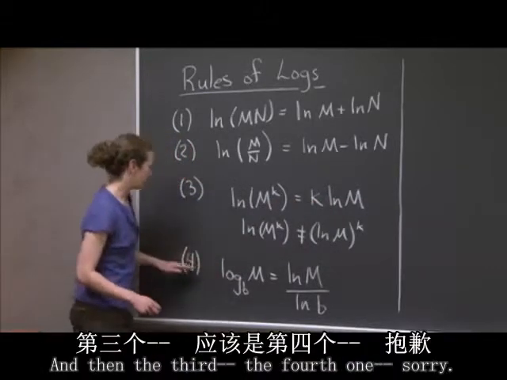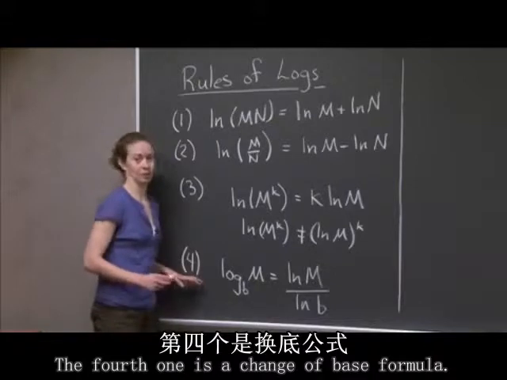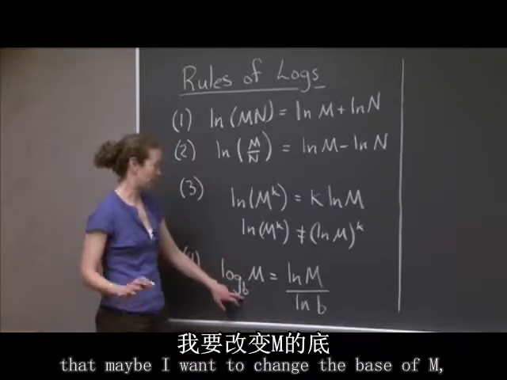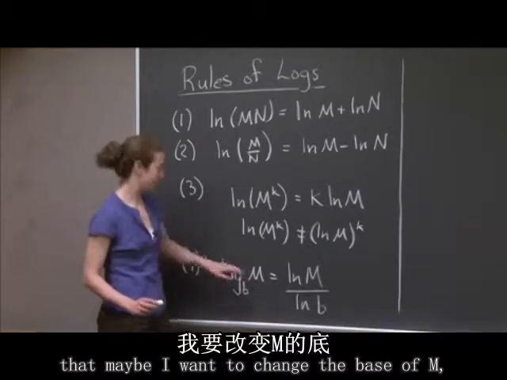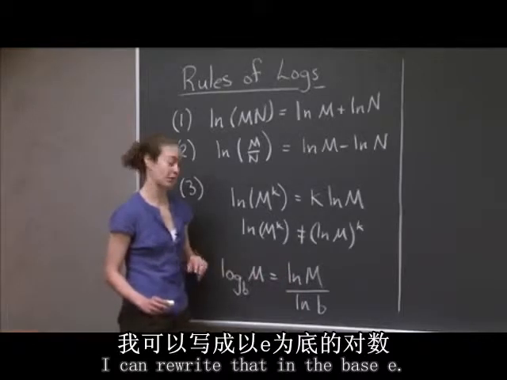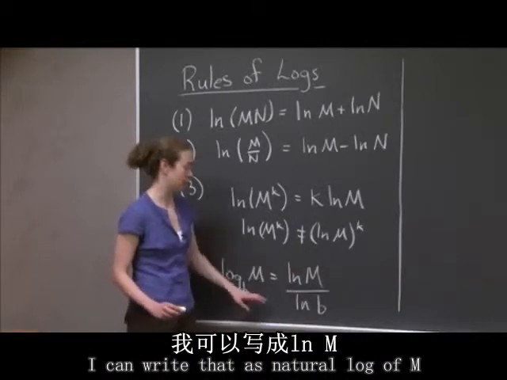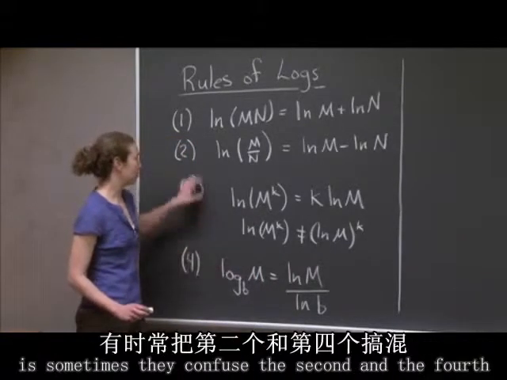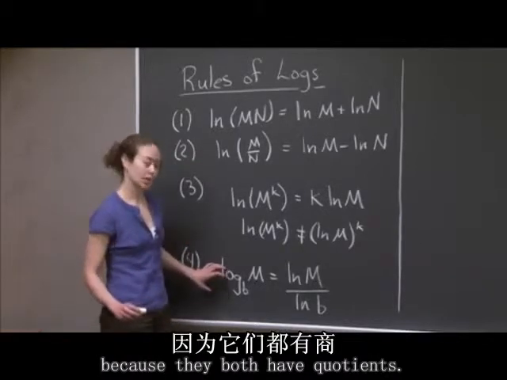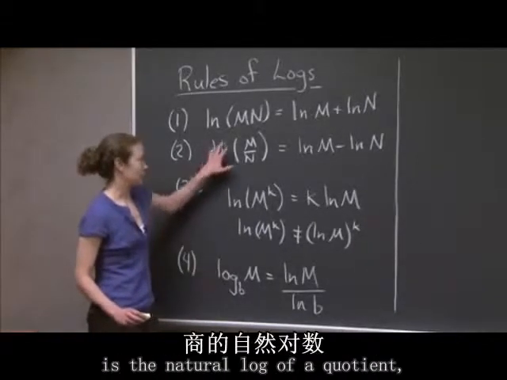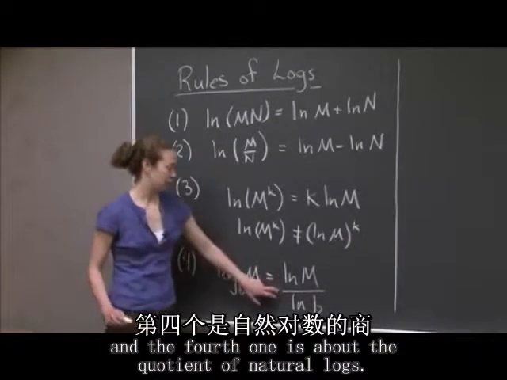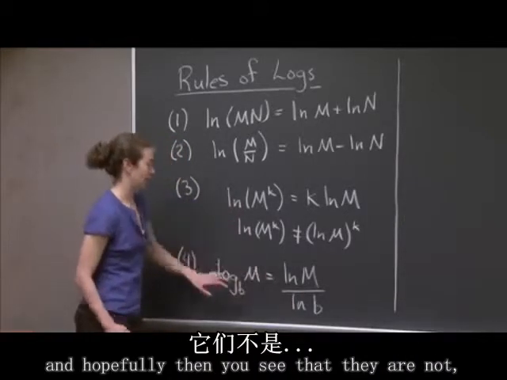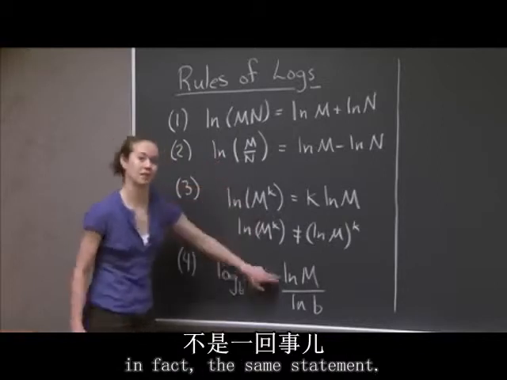And then the fourth one is a change of base formula. If I have log base b of m, I can rewrite that in the base e. I can write that as natural log of m divided by natural log of b. A common mistake people make is sometimes they confuse the second and the fourth because they both have quotients. But notice that the second one is the natural log of a quotient, and the fourth one is about the quotient of natural logs. That's a distinct difference, and hopefully you see that these two statements are not in fact the same statement.